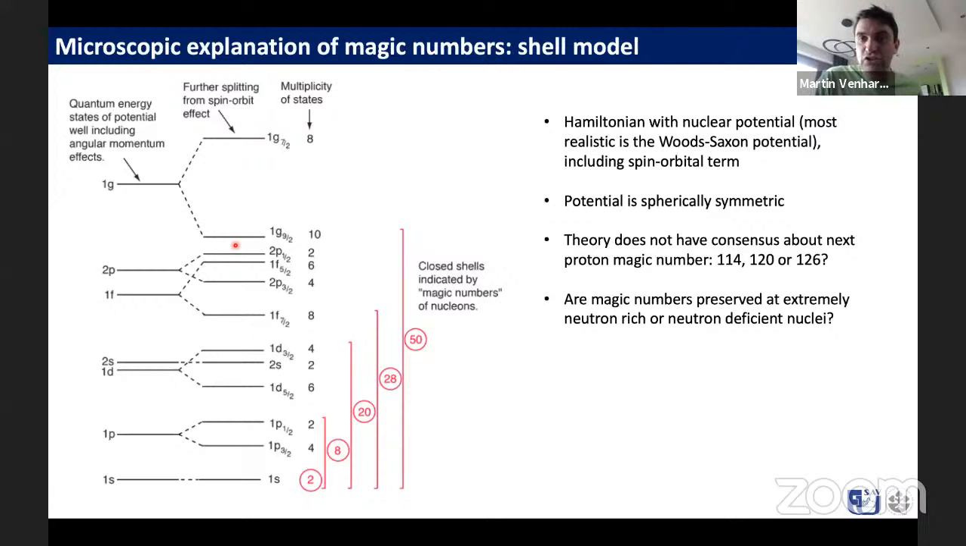So the theory does not have a consensus yet where the next proton magic number should be. Either it is 114 or 120 or 126. And that's the main reason for this hunt for superheavy elements, because they can form an island of stability. And the problem is that we have the nuclei up to 118, but we so far don't have the right isotopes. They are still lacking approximately 10 neutrons. So now the question is, if the magic numbers are preserved as soon as we go to extreme neutron-rich or neutron-deficient isotopes.